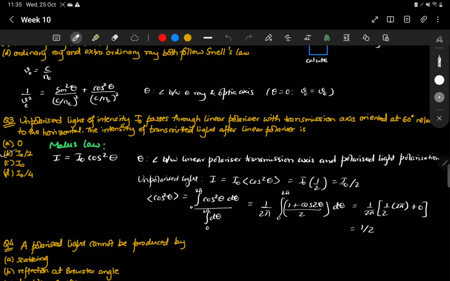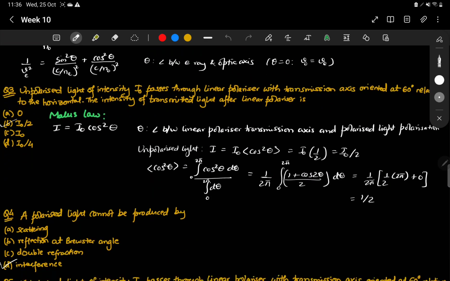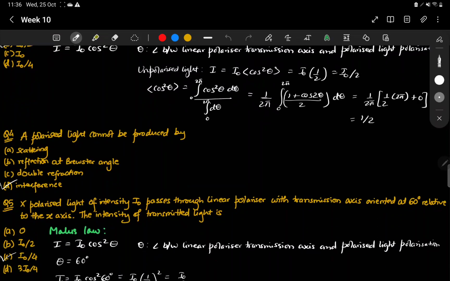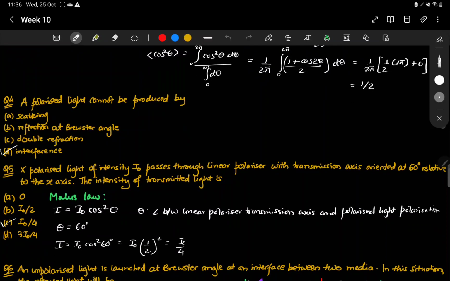According to Malus law, the output intensity is the input intensity times cos squared theta, where theta is the angle between the transmission axis and the polarization of the input beam. If unpolarized light falls on a polarizer, then the output intensity would be simply I naught over 2. Polarized light cannot be produced by interference.